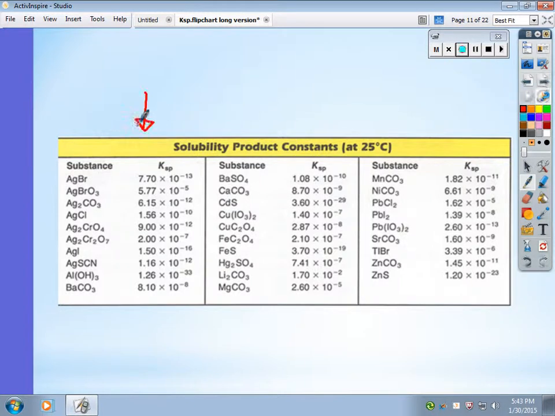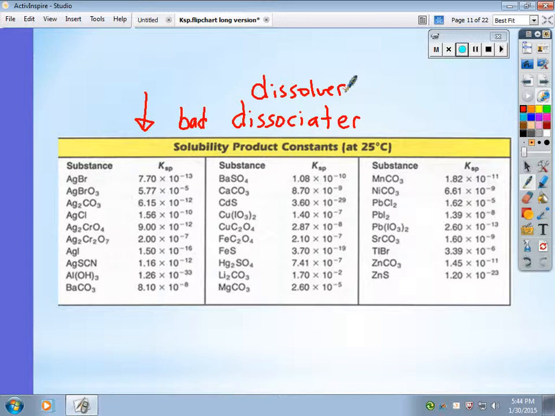chart, and there's other charts, is a poor dissolver. It's very bad at dissociating. Okay, dissociating is our fancy word for dissolving. It's bad at dissociating. I'm going to call it a dissociator or a bad dissolver. I know it's not a word, but I don't care. Okay? So I care, but I care that you understand this.